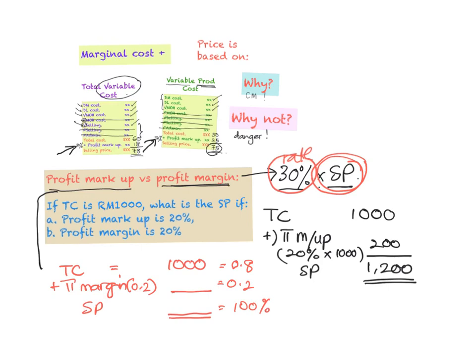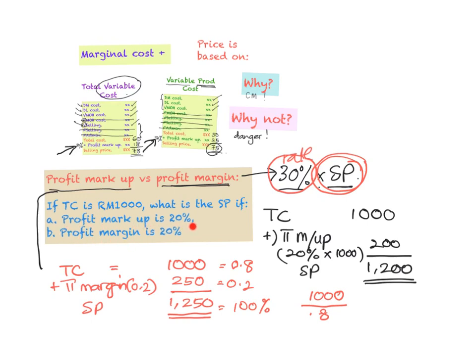So what to do is that you just take 1,000, you divide by 0.8. Okay, so you will get the answer 1,250. Okay, so selling price is 1,250. That will give you the profit margin of 250. So as you can see, this is the difference when we use profit markup as compared to profit margin.